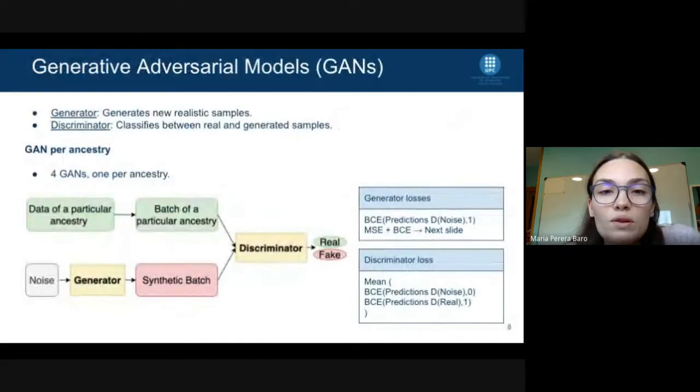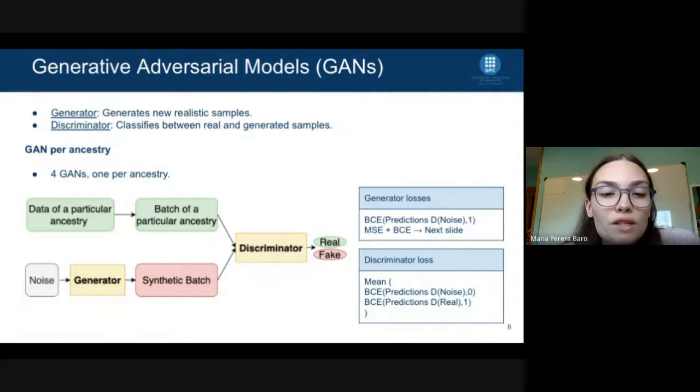And now I'm going to explain the different generative models used to generate synthetic data. The first one is a generative adversarial model called GAN, and it contains two networks, a generator that generates synthetic samples, and a discriminator that classifies between real and fake samples. And both networks are simultaneously trained. The first model that I implemented is a GAN per ancestry. So if we have 4 ancestries, 4 GANs are trained. And in this diagram, we can see the scheme of a particular GAN.